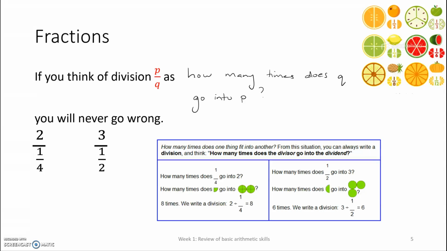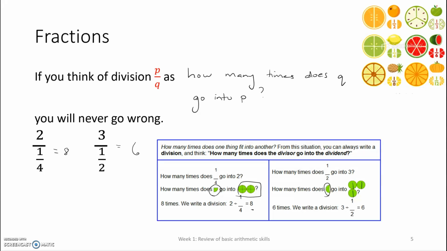How many times does a quarter pie or a quarter cake go into 2 cakes? So how many times does that shape go into 2 of them? The answer is 8. So 2 divided by a quarter is 8. Similarly, if we talk about a half circle here, how many times does a half go into 3? There are 6 half circles in 3. So 3 divided by a half is 6.